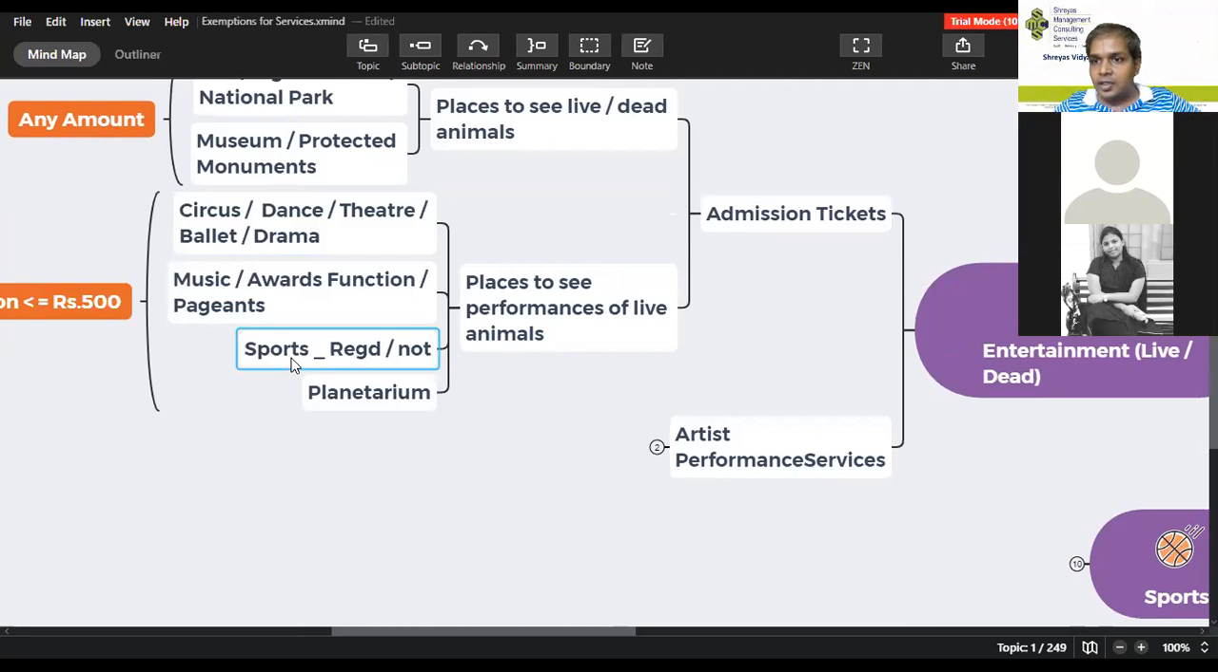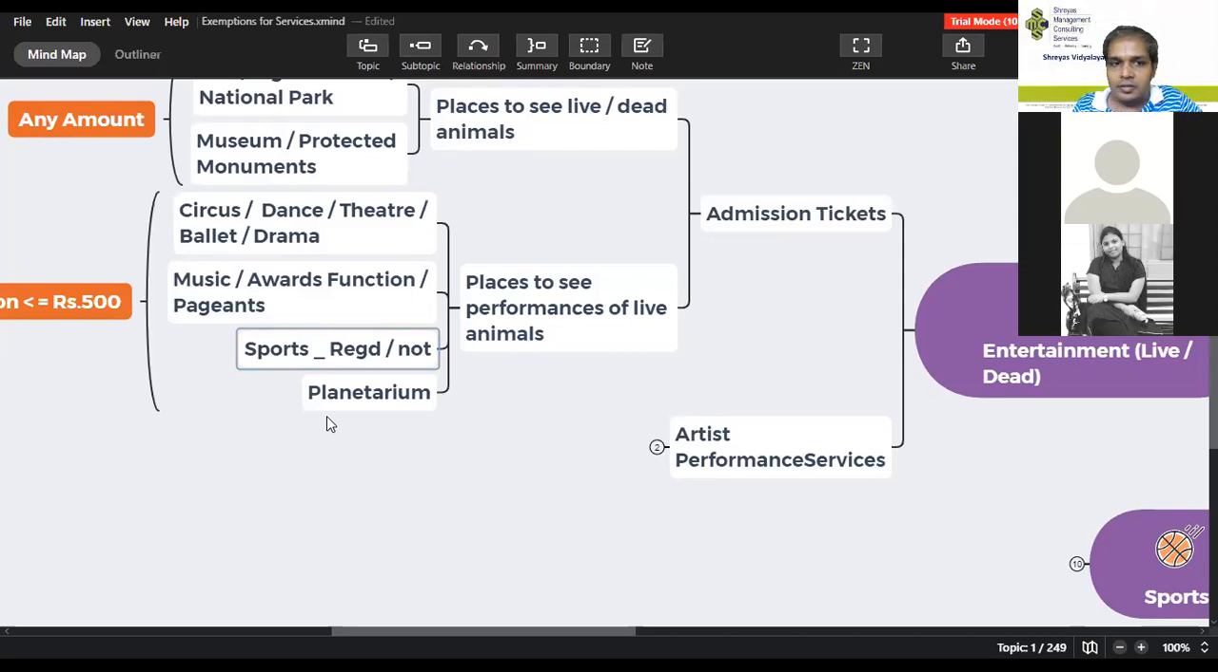Whereas Chennai Super Kings versus Hyderabad, whatever, Hyderabad Biryanis, whatever. That is IPL, an unrecognized sporting event. It doesn't matter. Both will come under this category: recognized sporting event or unrecognized sporting event. Okay, it doesn't matter. Planetarium. This is a recent amendment. Planetarium was not included earlier, so they have included planetarium here.